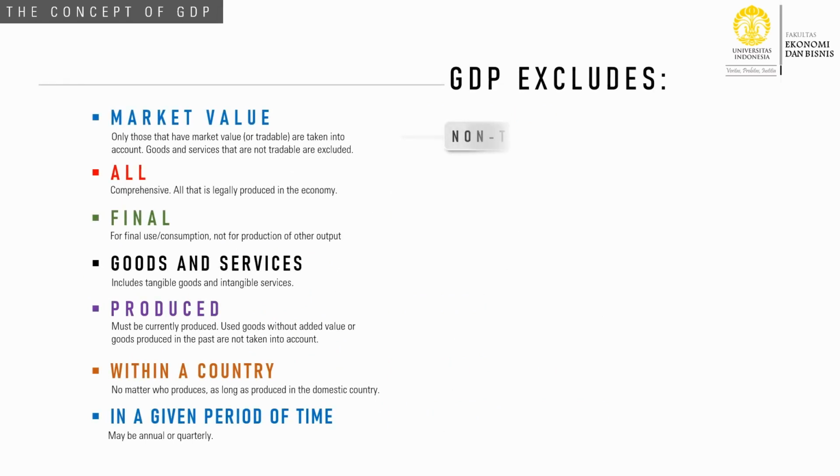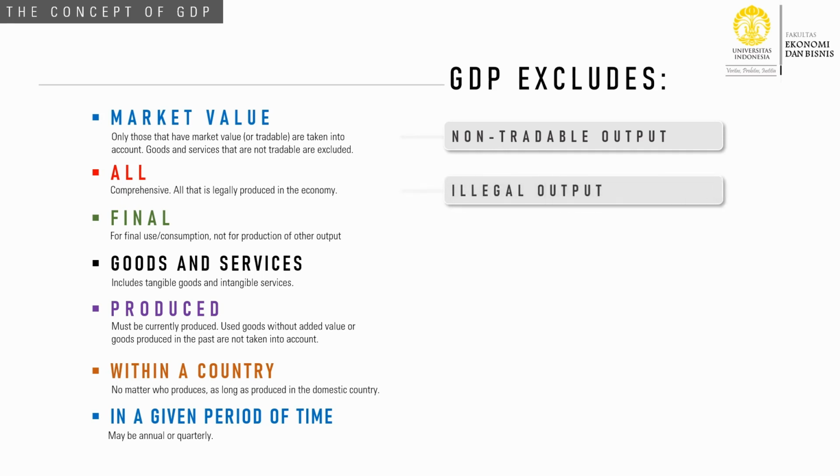First is non-tradable output, or output used for self-consumption, like those produced and consumed by a family. Since the output is not traded, the market value is non-existent. Output produced and sold illegally in a black market is also not included in GDP. Intermediary output or raw materials are not consumed. They are used as input in the production process of other output. Since they are not final output, they are also excluded from the GDP.